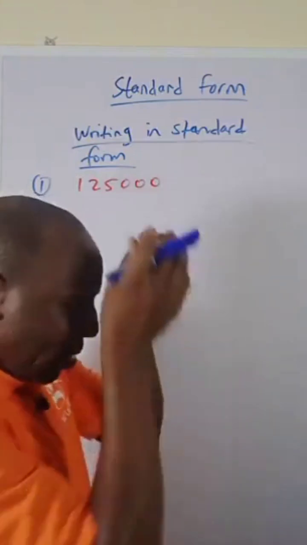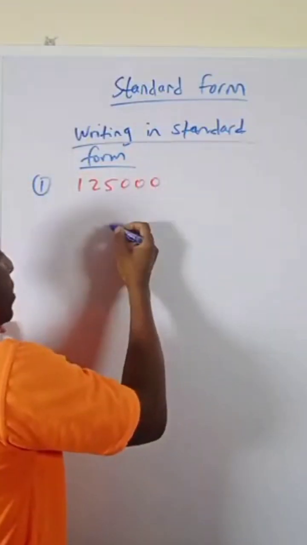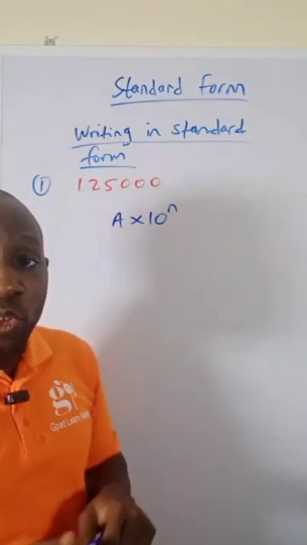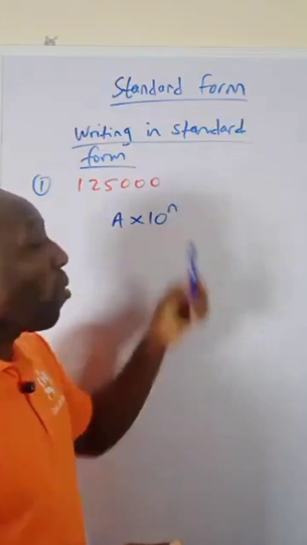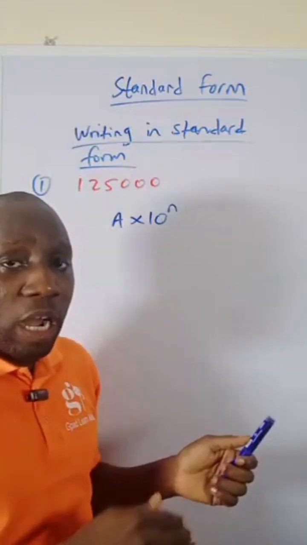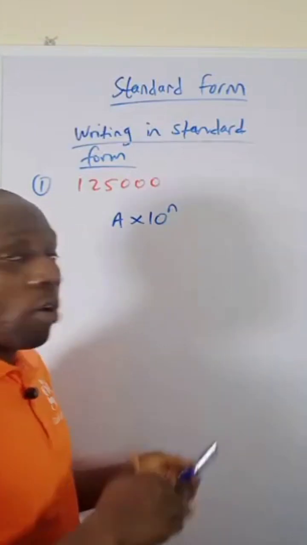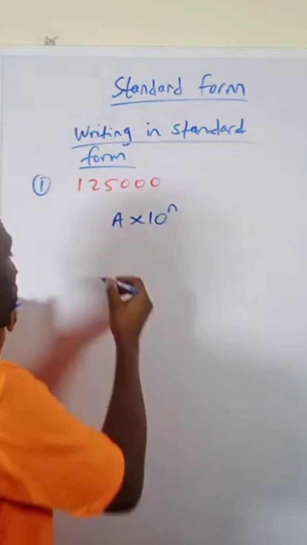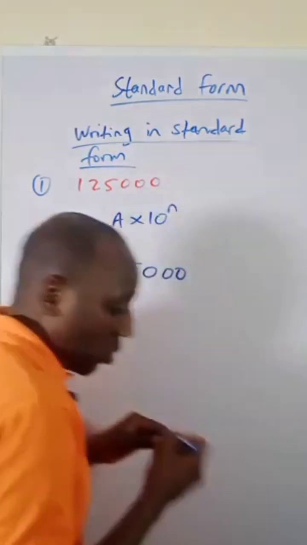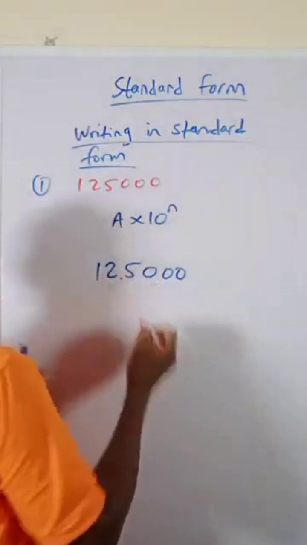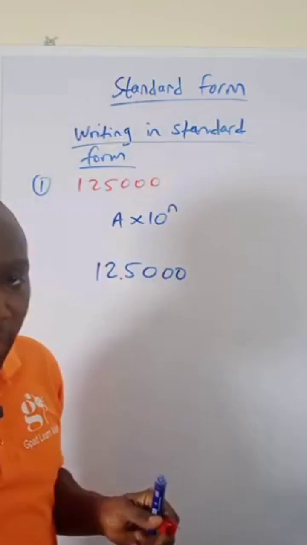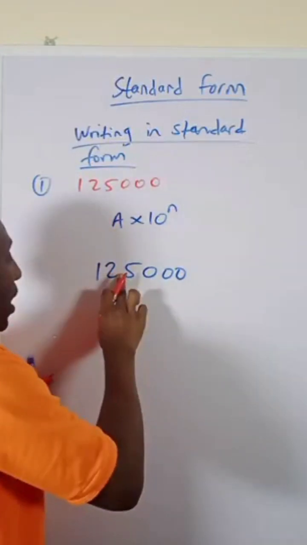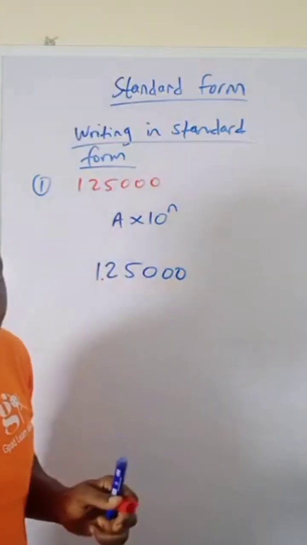Like I told you in the last session, it's going to be like this: a times 10 raised to n. Standard form. A must be between 1 and 10. N must be an integer, a negative number or positive whole number. So if you want to write this number in standard form, it will be wrong for you to say 12.5 times 10 raised to something, because this 12.5 is more than 10. It would be right to put it as 1.25.